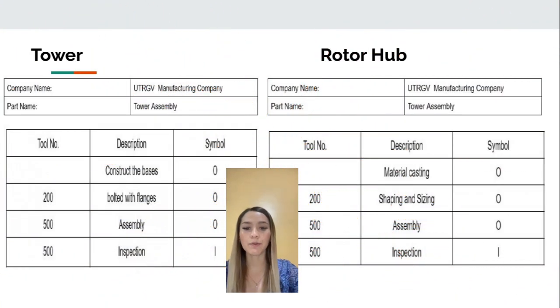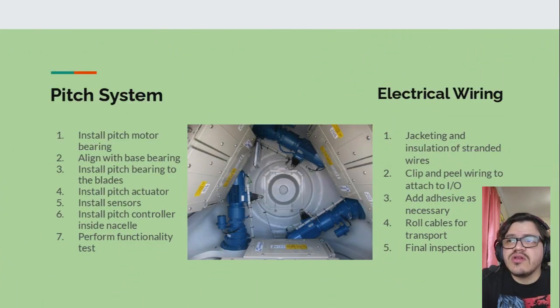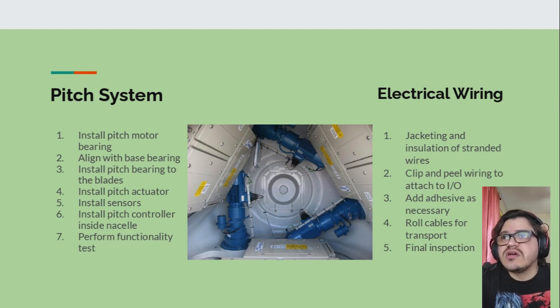This is the manufacturing plan for the tower and rotor hub. This shows the tool number, the description, and the symbol. The manufacturing plan for the pitch system consists of installing its motor to its base bearing, aligning it to the base, installing the pitch bearing that will go to the blades, then proceeding to install the actuator, the sensors, and the controller that will go inside the nacelle, and the sensors that will go outside of the rotor hub. After that, a final functionality test should be done to assess that everything is performing.